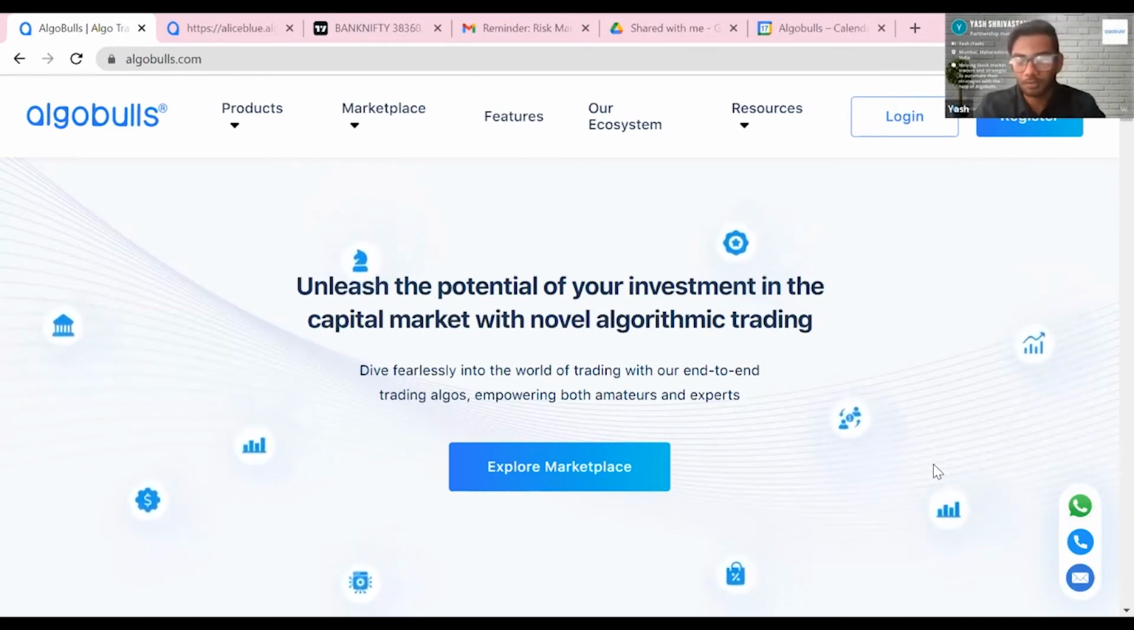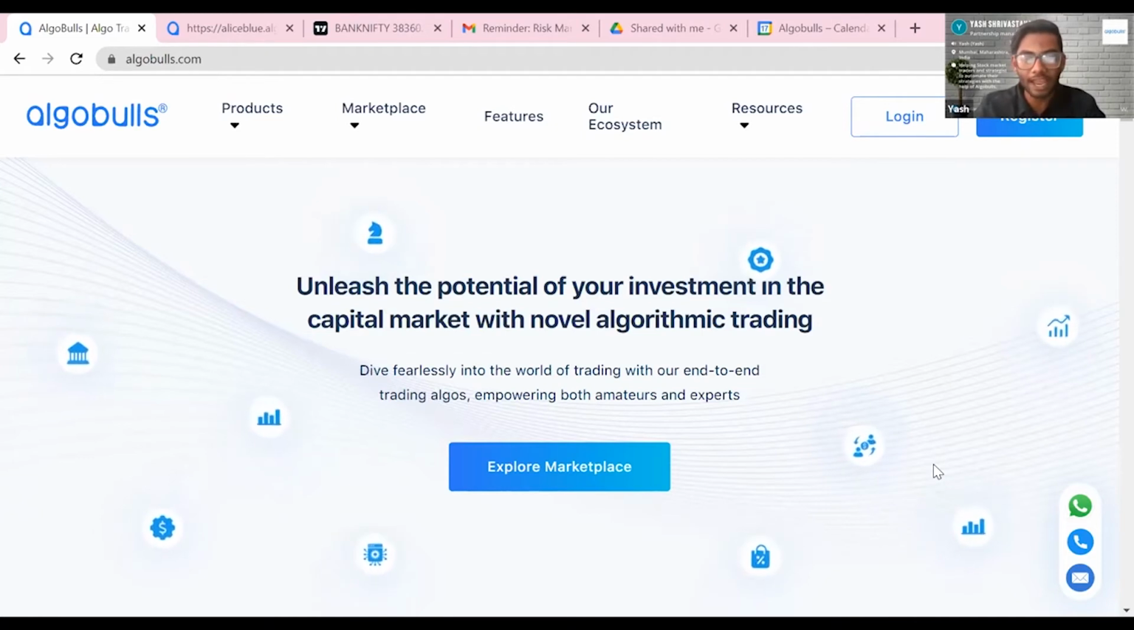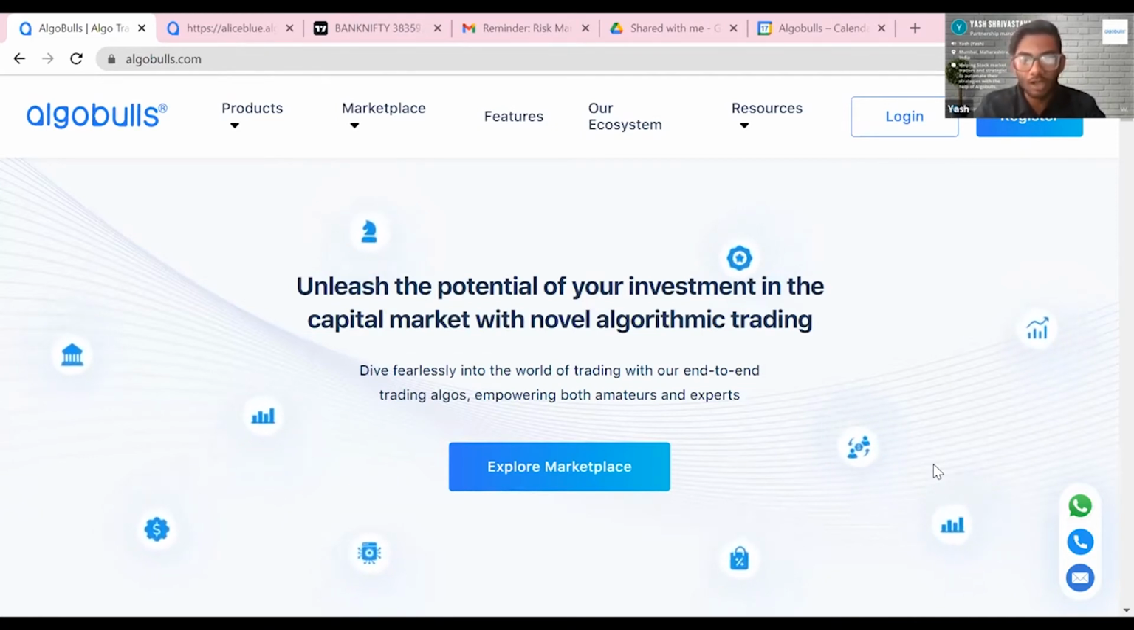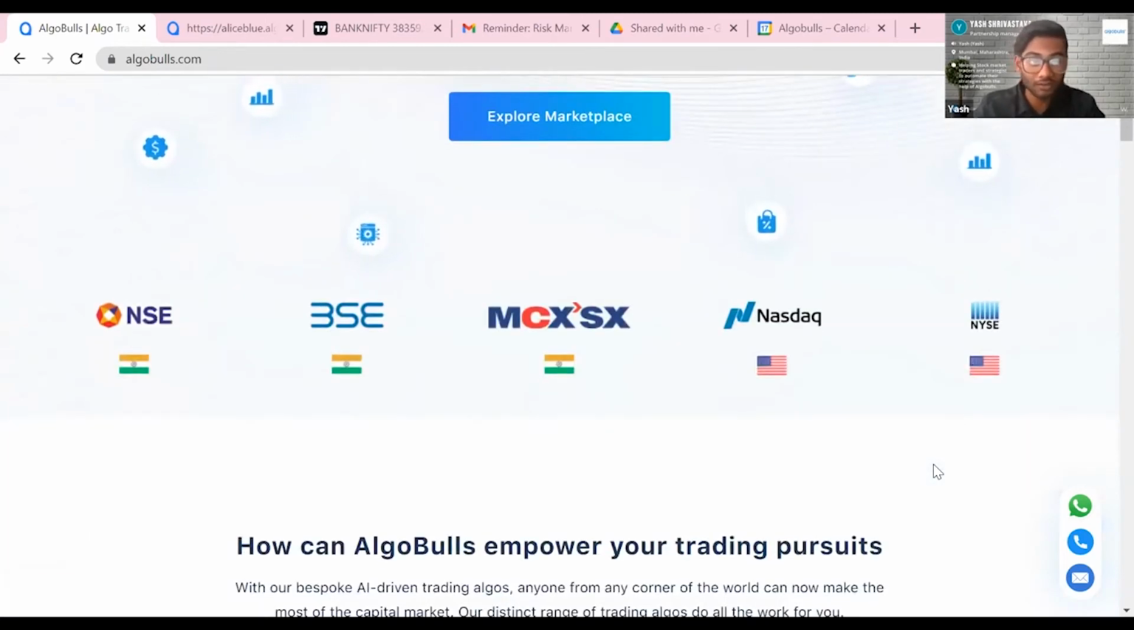And for that, we here at AlgoBulls have developed an end-to-end fully automated algorithmic trading platform, which is currently live with 5 of the stock exchanges, which includes the National Stock Exchange, Bombay Stock Exchange, and MCX, which is for the commodity markets.